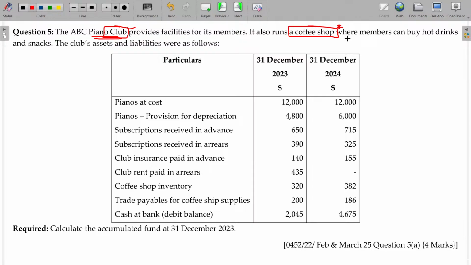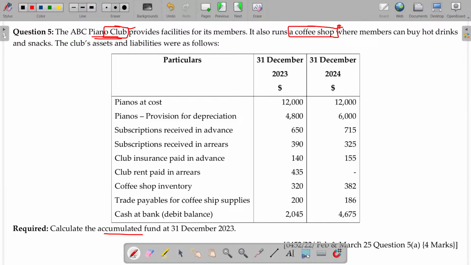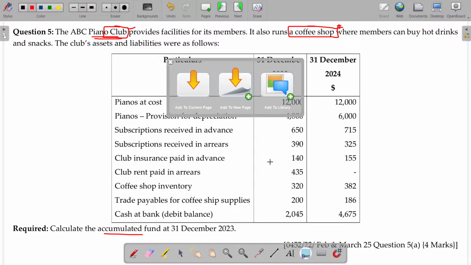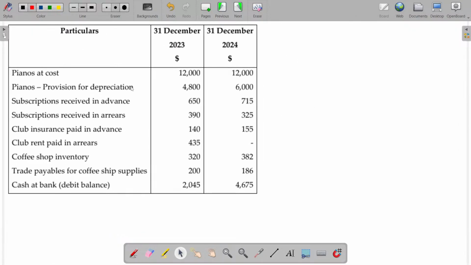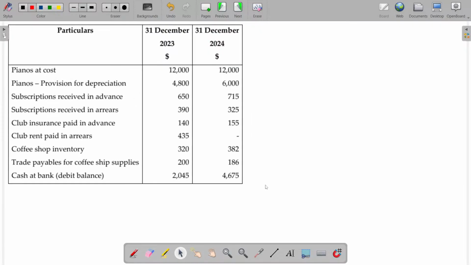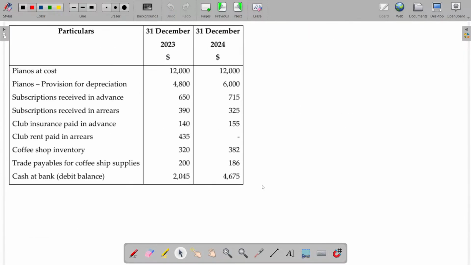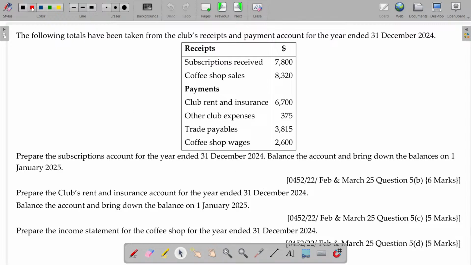an income statement. What are the requirements? You have to find out the accumulated fund first of all. Accumulated fund is nothing but capital. Like incomplete records, you add all the assets and from there liabilities are subtracted to find the capital. The same way you can do here also. Then the second requirement: the following totals have been taken from the club's receipts and payments. From that you have to prepare the subscription account and balance that, prepare the club's rent and insurance account for the year ended, and prepare the income statement.